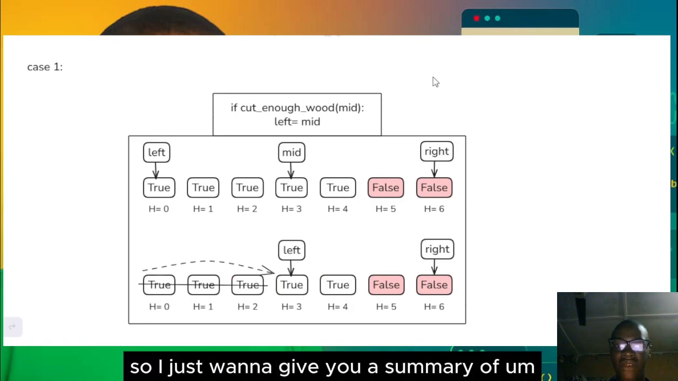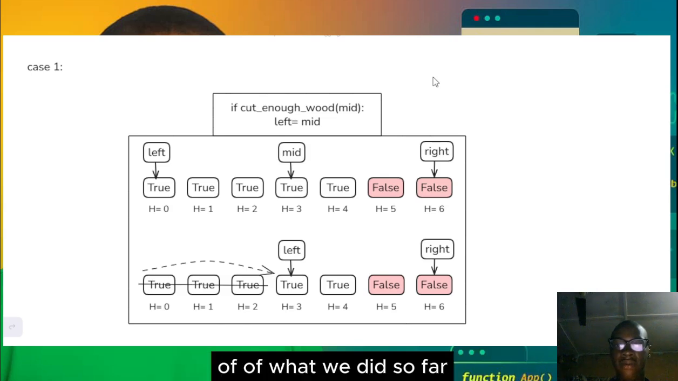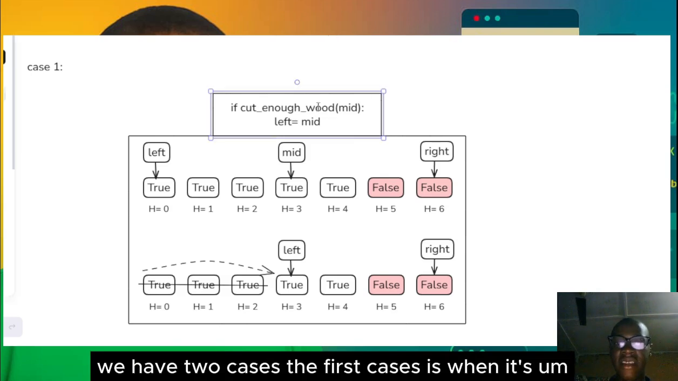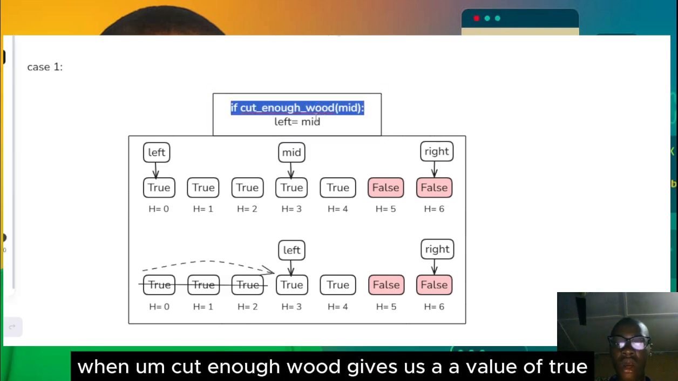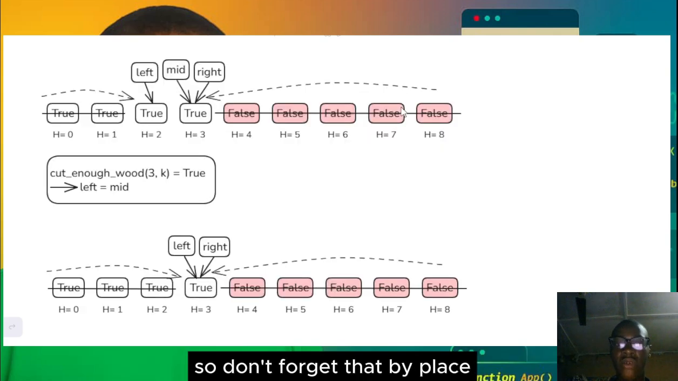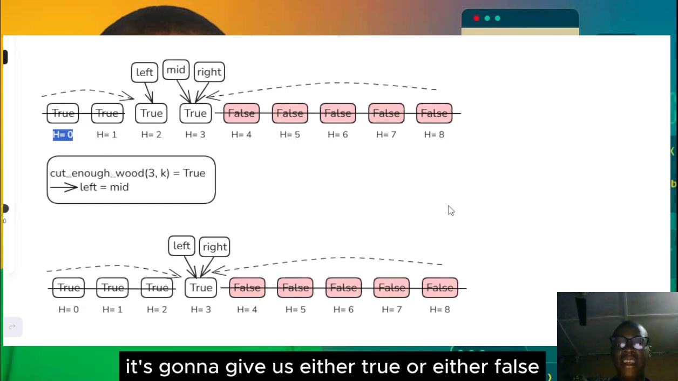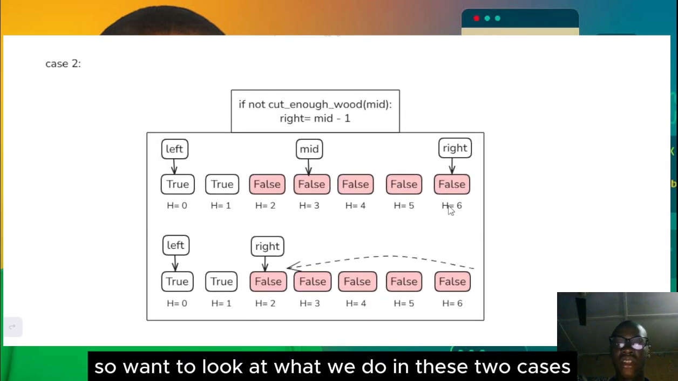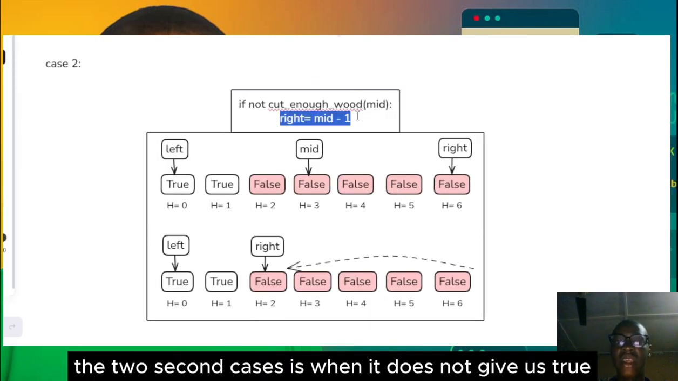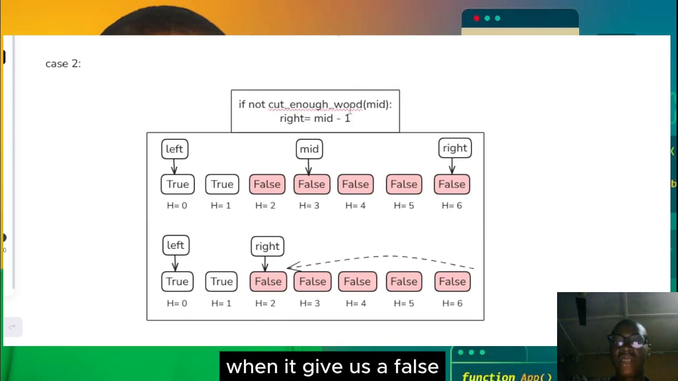So there are two cases, that's the logic. I just want to give you a summary of what we did so far. We have two cases. The first case is when cut enough wood gives us a value of true. Don't forget that by calling cut enough wood on all possible values of h, 0, 1, 2, 3 up to 8, it's going to give us either true or false. So we want to look at what we do in these two cases. The second case is when it does not give us true, when it gives us a false.